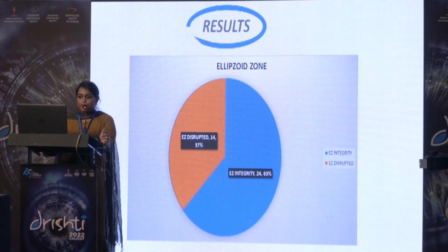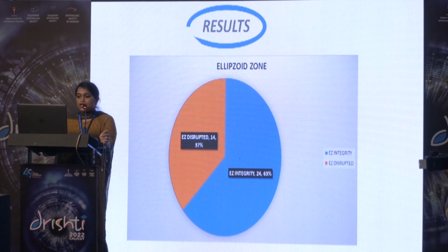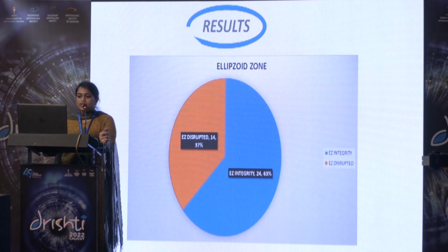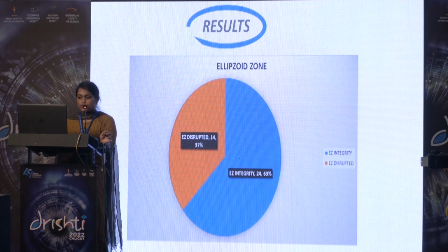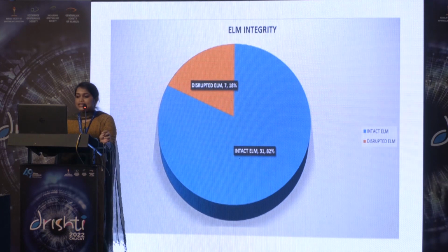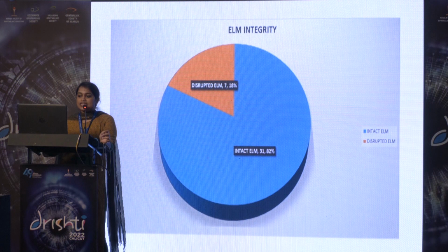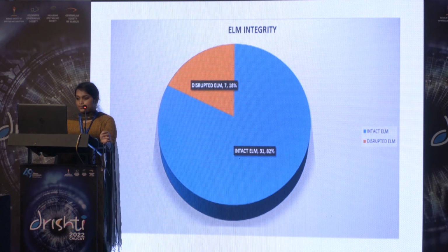And the results were, in my study subjects, 37% of the patients were having a disrupted ellipsoid zone, and 63% had an intact ellipsoid zone. And ELM, 82% had an intact ELM, and 18%, that is 7, had a disrupted ELM.